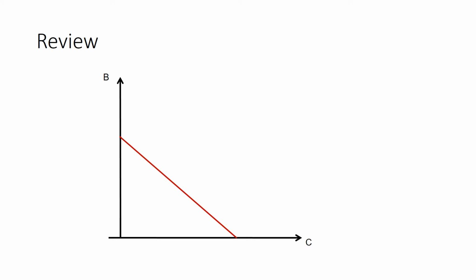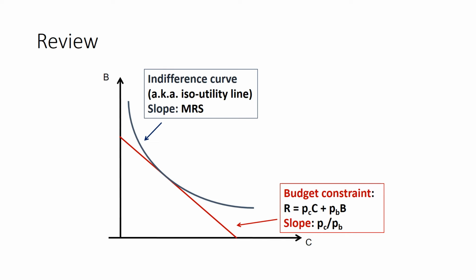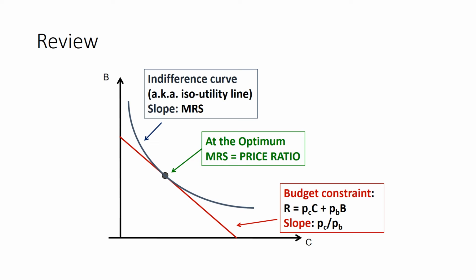So we know that the consumer's optimal choice is constrained by her budget. Her budget constraint has the following equation, and the slope of the budget line is equal to the ratio of prices. The consumer has an indifference curve. You might also read in different textbooks that it's sometimes called the ISO utility line. This indifference curve has a slope which is equal to the marginal rate of substitution. At the optimum, the marginal rate of substitution is equal to the price ratio. All right, this slide you must absolutely know and understand.